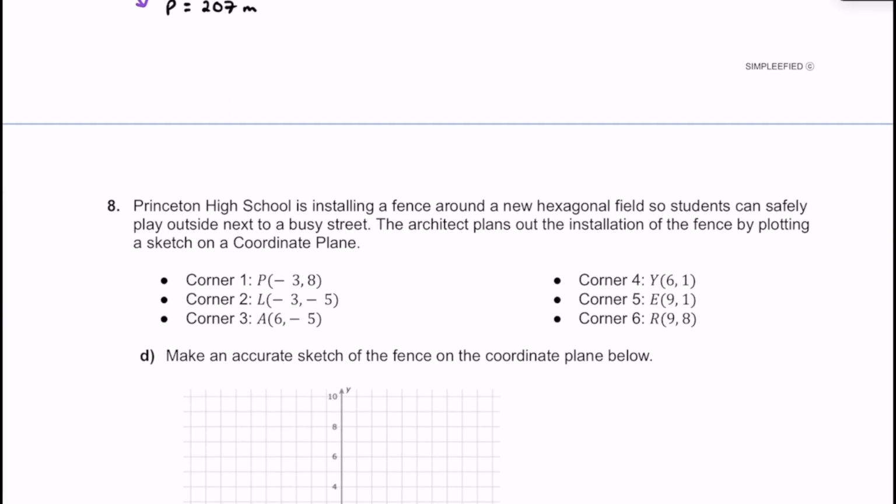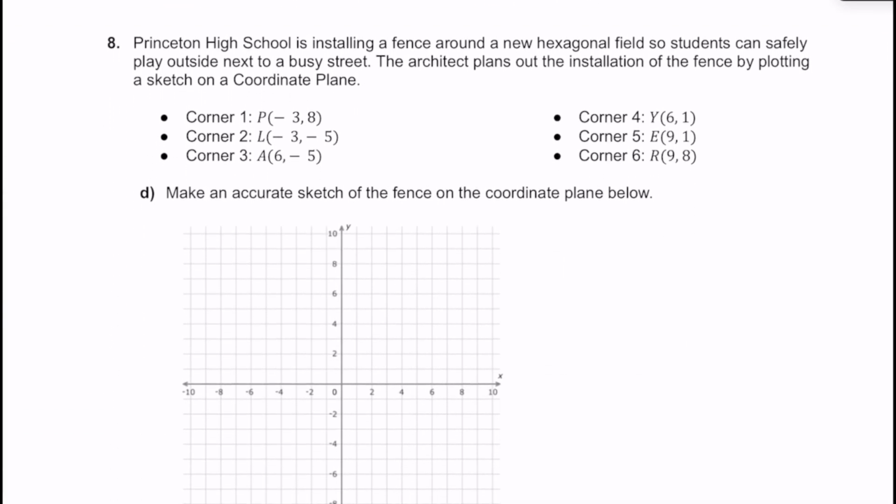All right, here is number 8. Here's another similar one, so let's go ahead and try this. If that makes sense now, if you haven't tried number 8, then maybe pause and try it now that you have seen how 7 works.